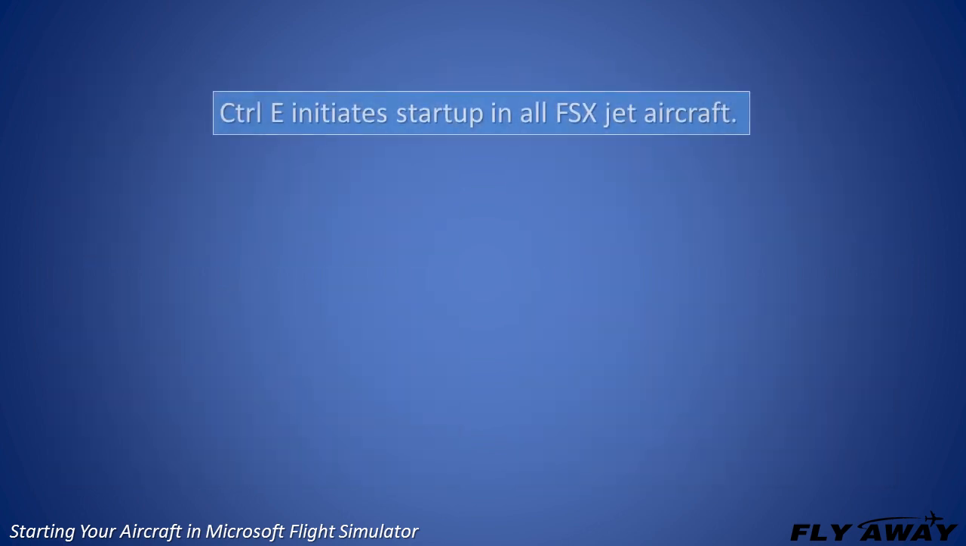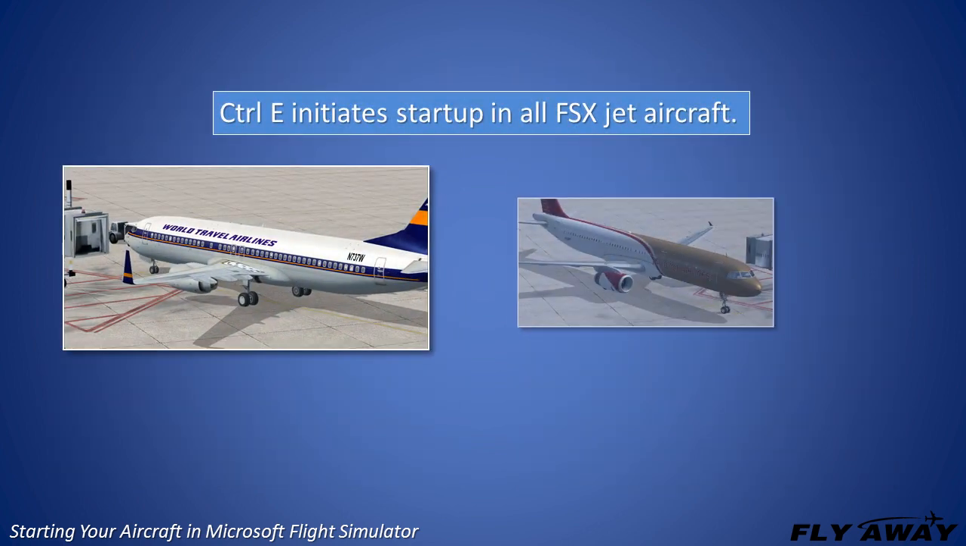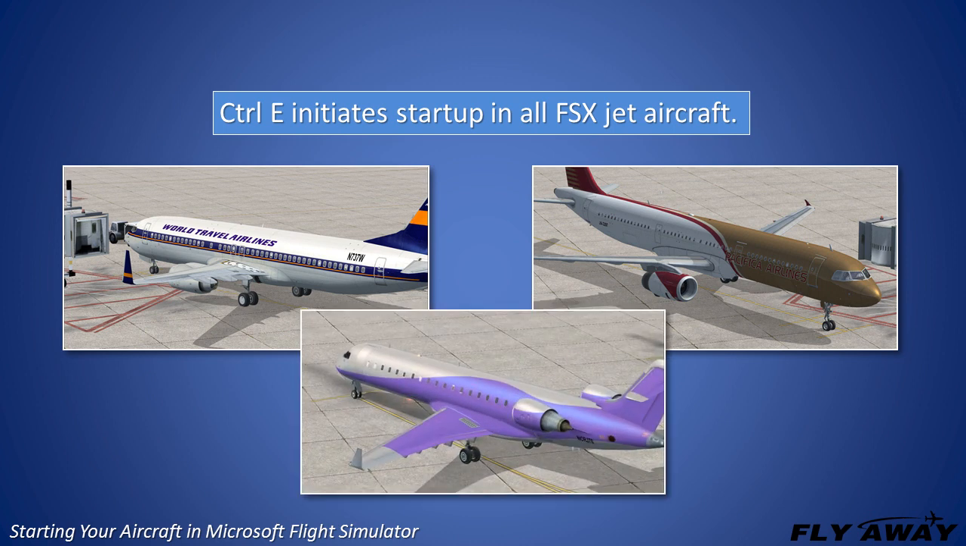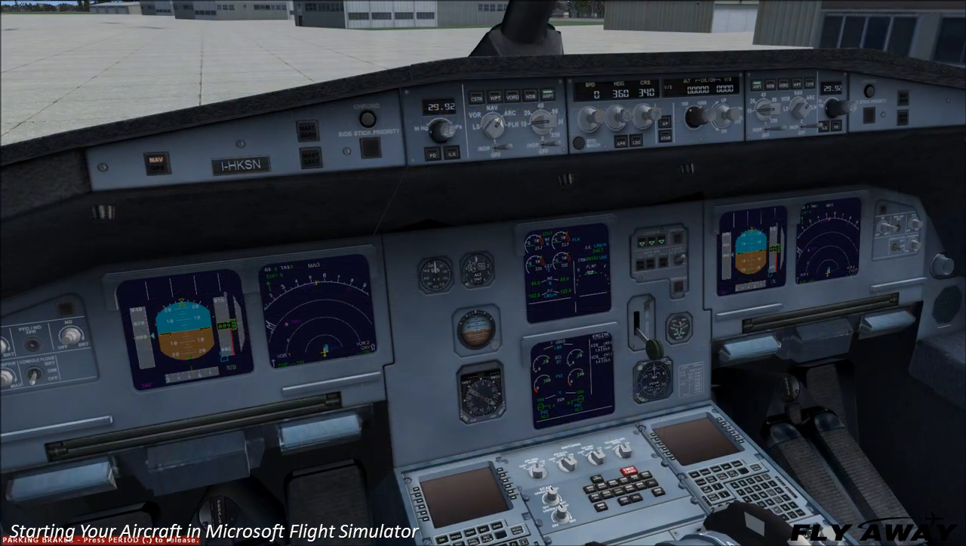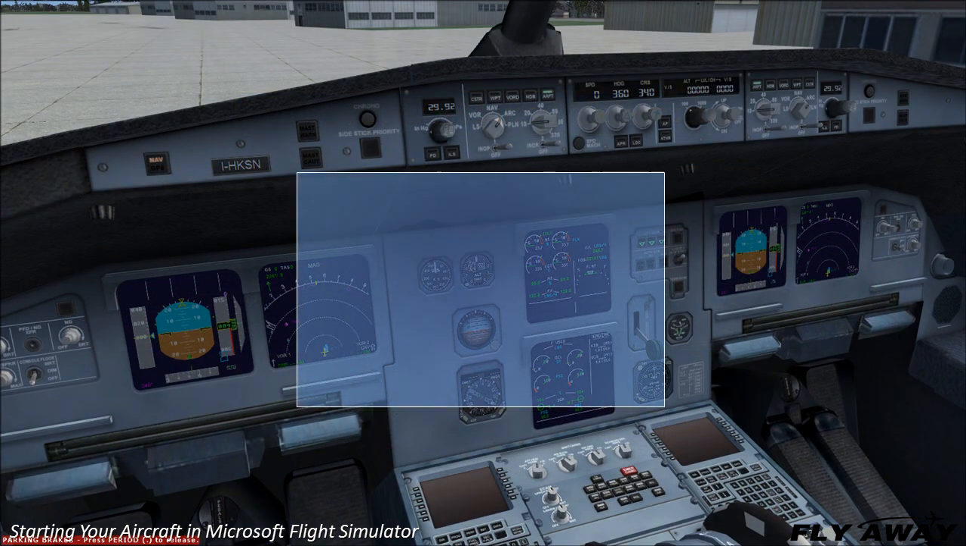The Control-E keyboard command initiates startups for all jet aircraft in Microsoft Flight Simulator. More detailed step-by-step procedures work in most of the aircraft. Startup procedures are fairly realistic in most of the aircraft.